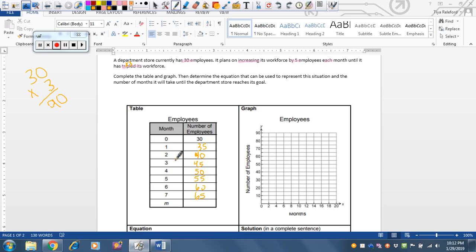What am I adding on each month? I'm adding on 5 each month, right? So that's 5 times the number of months. And I know months is M. I'm still going to put X because that's what we use in our equation. But we didn't start at 5. We started at 30. So whatever I add on is going to be added to the 30 I began.